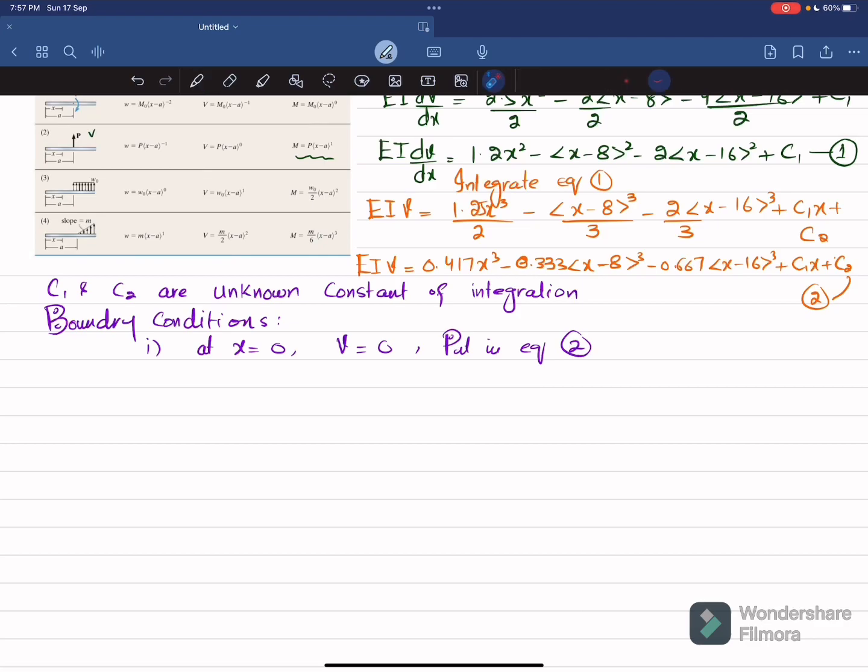So when you put V equal to 0, this term will be equal to 0, this term will be equal to 0, and this term will be 0 because it will be minus 8 in a Macaulay bracket. Anything inside a Macaulay bracket which is negative will be considered as 0. This will also be 0, this will be 0. It means that C2 will be equal to 0. So I will write C2 is equal to 0.